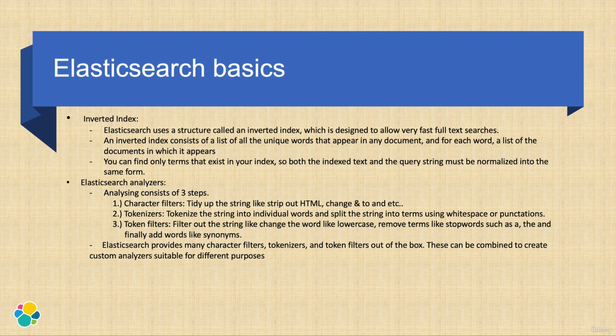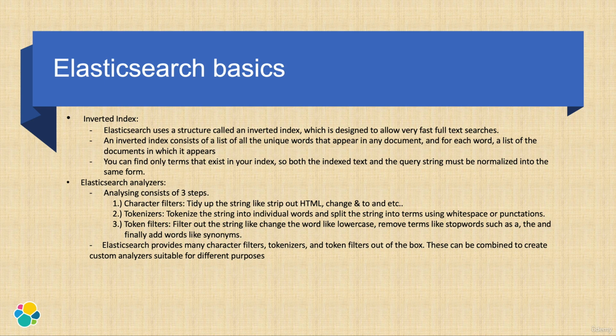So we said normalized. How does Elasticsearch process a text before indexing? It uses built-in analyzers. Analyzing a text consists of 3 steps. First, character filters. They tidy up the string, like stripping out HTML, changing & characters to "and", etc. Second, tokenizers. They tokenize a string into individual words, splitting the string into terms using white space or punctuation. And finally, token filters. They filter the terms, like changing words to lowercase, removing terms like stop words such as "a" and "the", and finally adding words like synonyms.